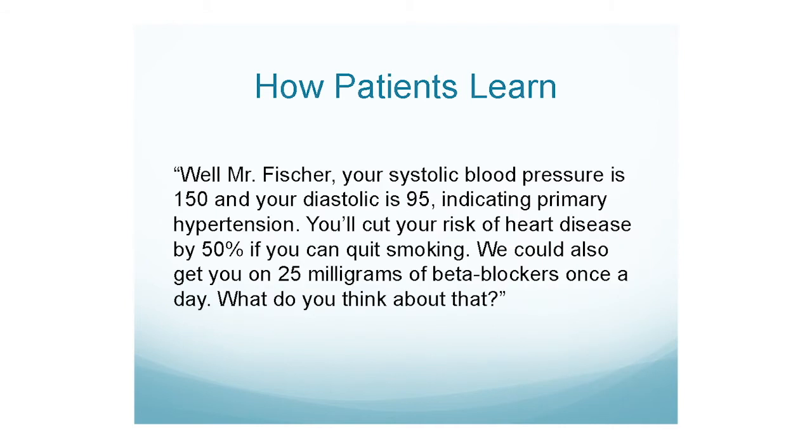For example, the doctor comes in and says, well, Mr. Fisher, your systolic blood pressure is 150 and your diastolic is 95, indicating primary hypertension. You'll cut your risk of heart disease by 50% if you can quit smoking. We could also get you on 25 milligrams of beta blockers once a day. What do you think about that?